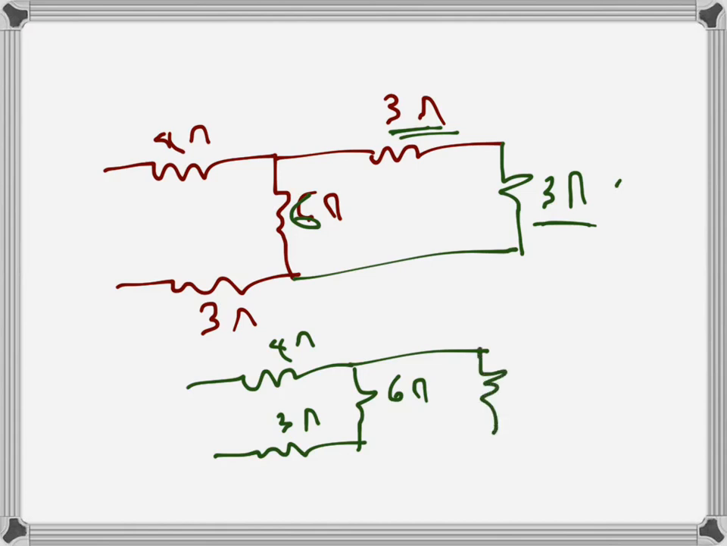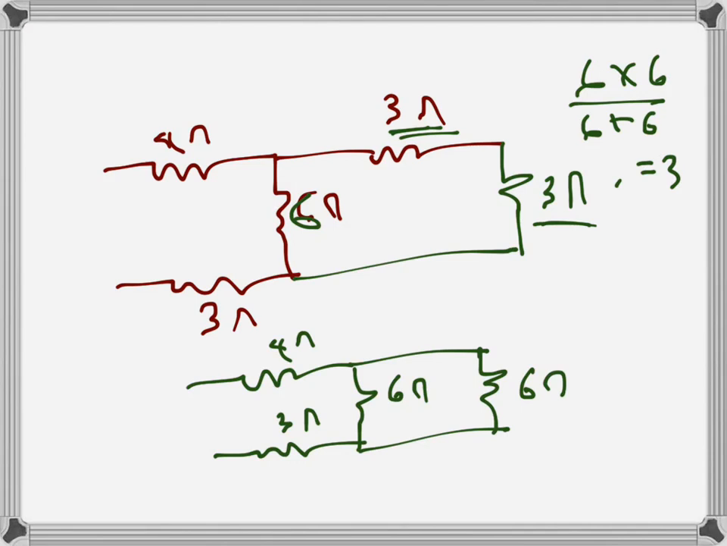Now when we have two equal resistances in parallel, the equivalent value will be half of that. We can check here: 6 times 6 over 6 plus 6 is 36 over 6, that's 3. It's always the case: 2 parallel 2 will be 1, 10 parallel 10 will be 5, like that. So here the parallel of these two will be 3.